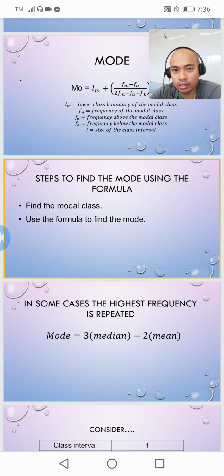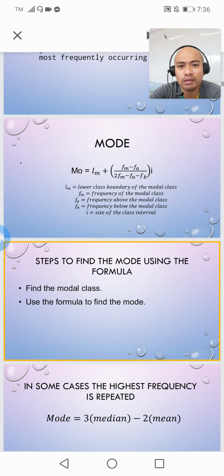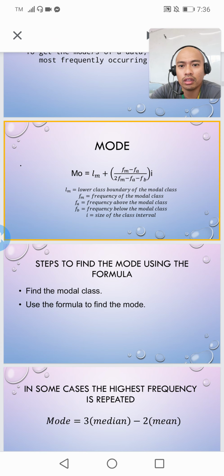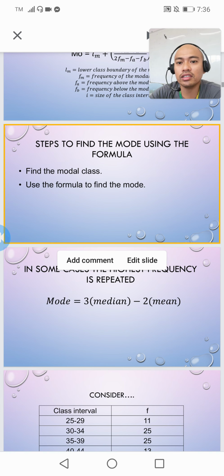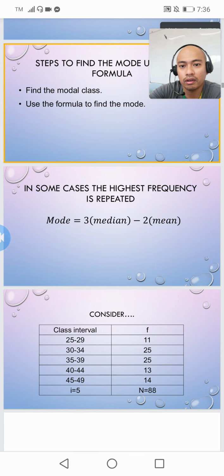Okay? Bakit natin kailangan ma-identify si modal class? Kasi based from this formula presented, we need the value of your LM. So for you to be able to identify your LM, we will find first the modal class, and it is actually the lower class boundary of the modal class. So we will find the lower class boundary of that modal class, which will be the value of your LM. Okay? And then the next step is to use now the mode formula on the previous slide.